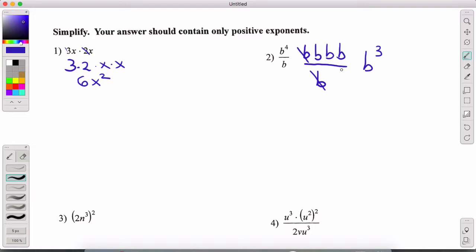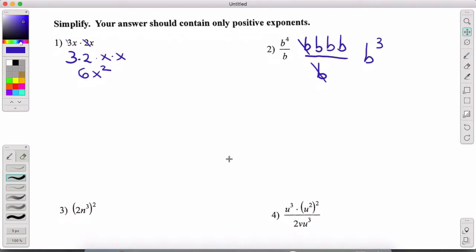One of the things I have noticed is some students are still wanting to write over 1. Well, technically that's correct. We can simplify that just by writing it as b to the third power. So I'm going to eliminate that and leave b to the third power. Okay.